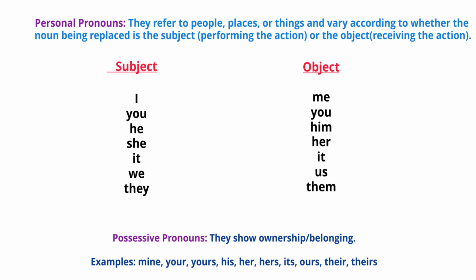This pen is mine. That means you're telling them that the pen is yours, right? You're showing ownership. This house is ours. So it belongs to you. This house is ours.